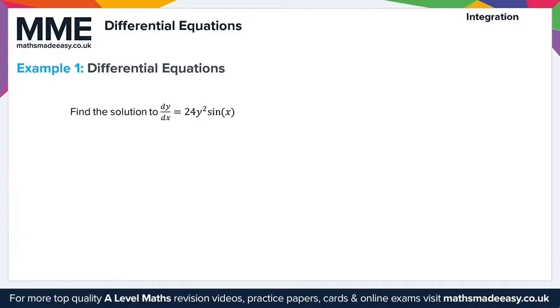Example 1 here on differential equations is taking a look at finding a general solution to a differential equation. So here we want to find the solution to dy by dx equals 24y squared times sine x. So here what we need to do first is identify what we're going to divide or multiply by here.